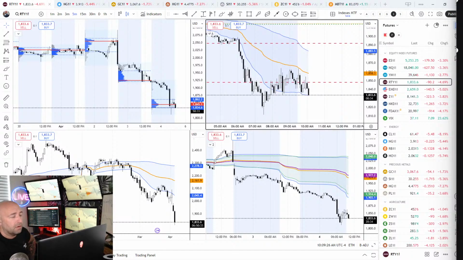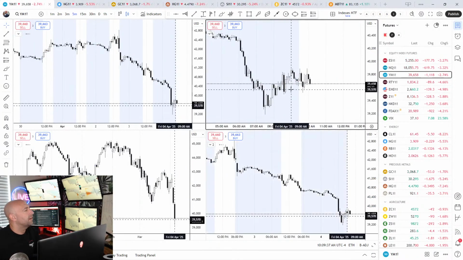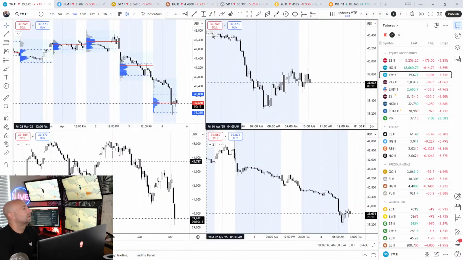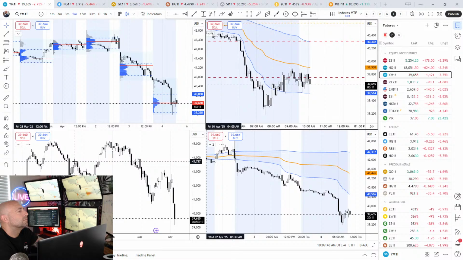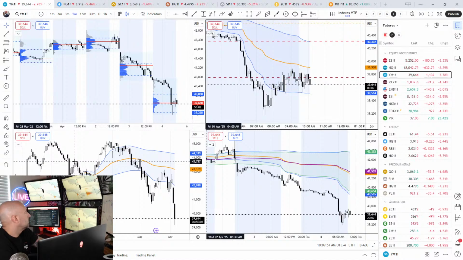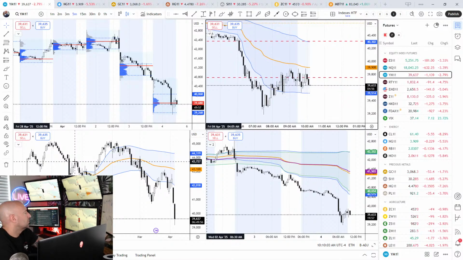Sure looks like the markets want to go lower, don't they? We might get some price discovery to the downside, but the Dow is relatively strong on this move, still holding in value. It wants to test these lows.